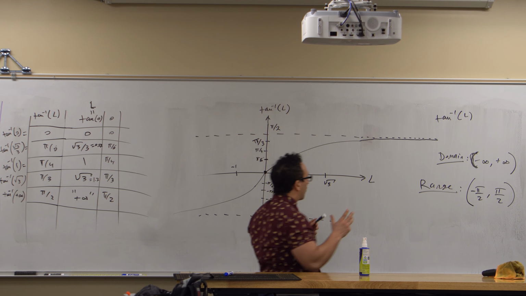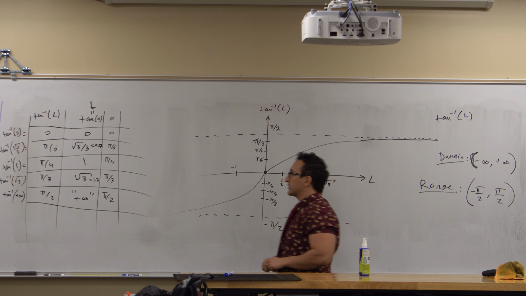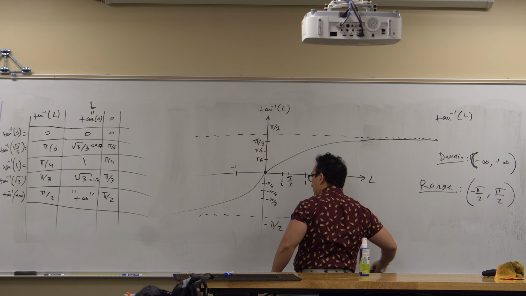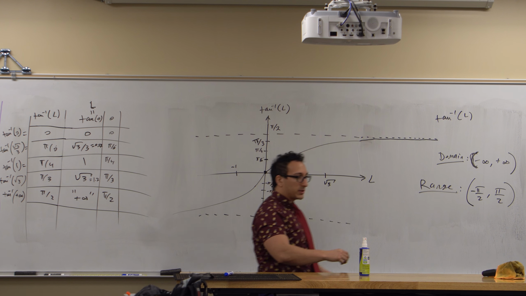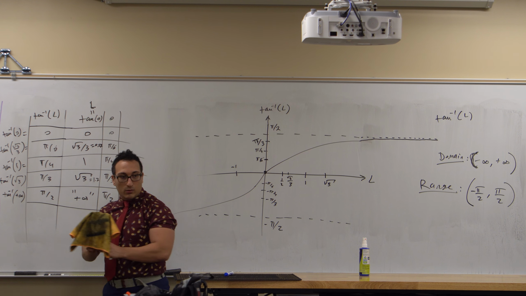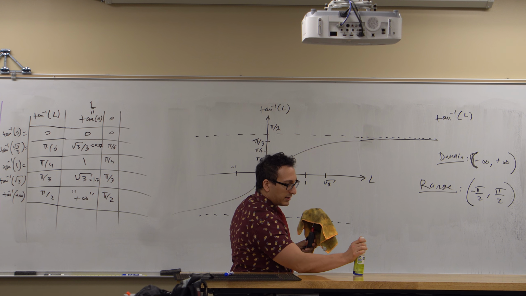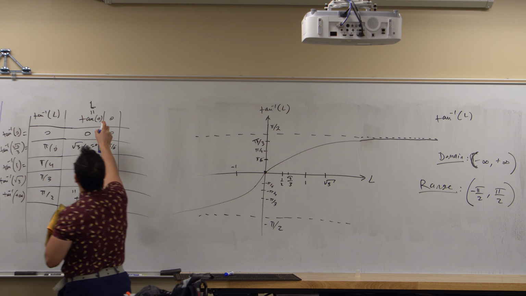So now that we've graphed and discussed what the domain and range of tangent inverse is, why don't we do some practical problems involving tangent inverse, sine inverse, and cosine inverse. Clearing up some real estate here will allow me to do so. Let me get our board nice and juicy.